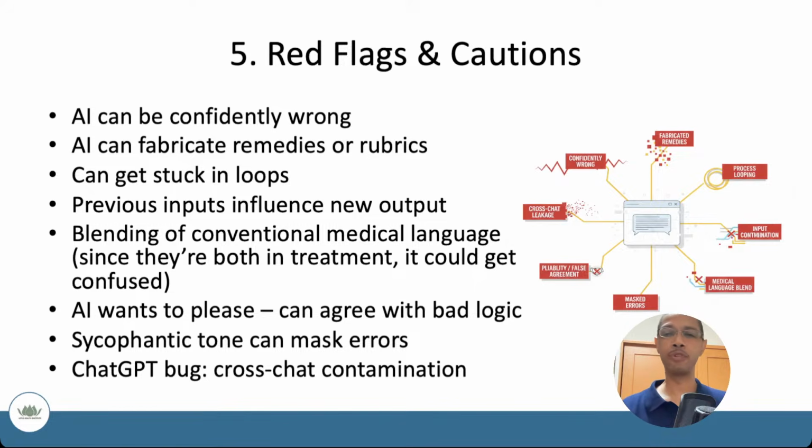Previous inputs influence new output. Now, it's giving you responses based on everything that's in the chat so far and on what you're giving it. So if something previously was in the chat, it can take influence from that even if you're asking it a different question. And that may not be what you want. It may not be the answers that you're looking for.